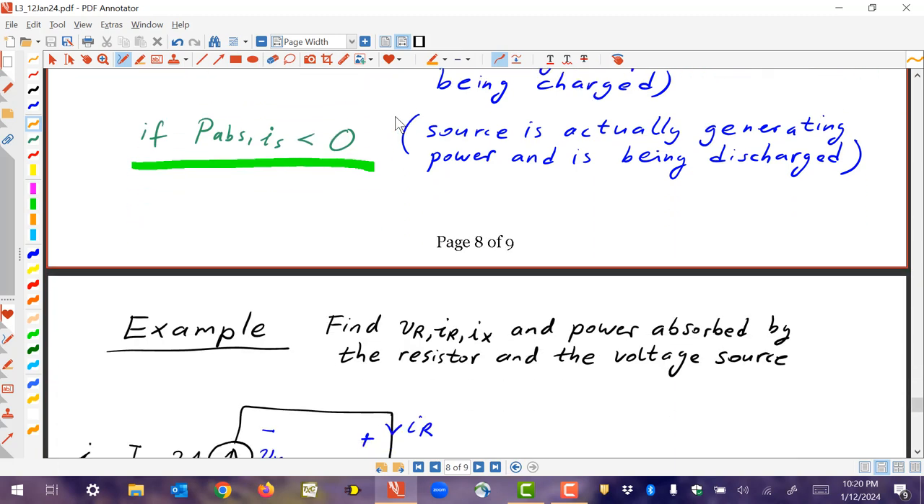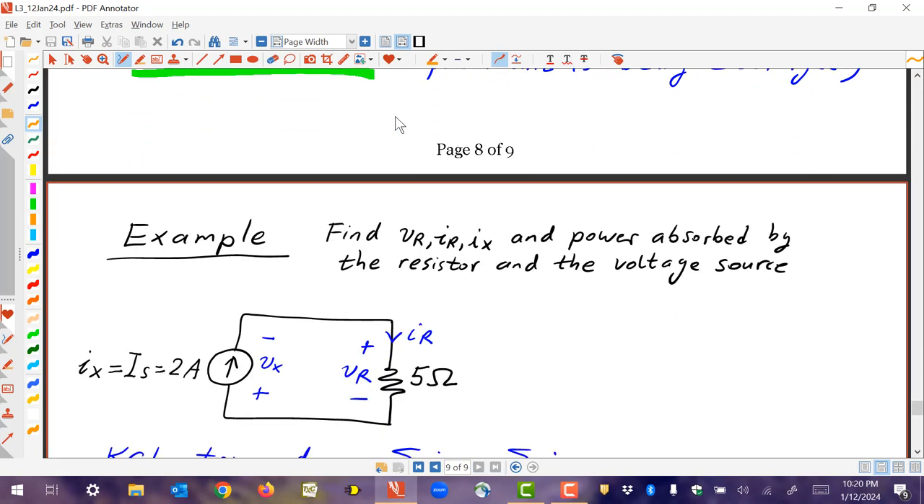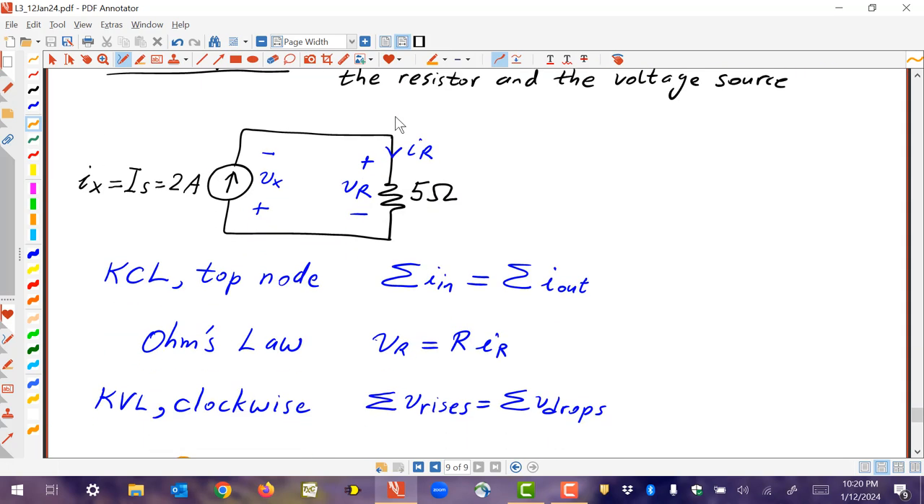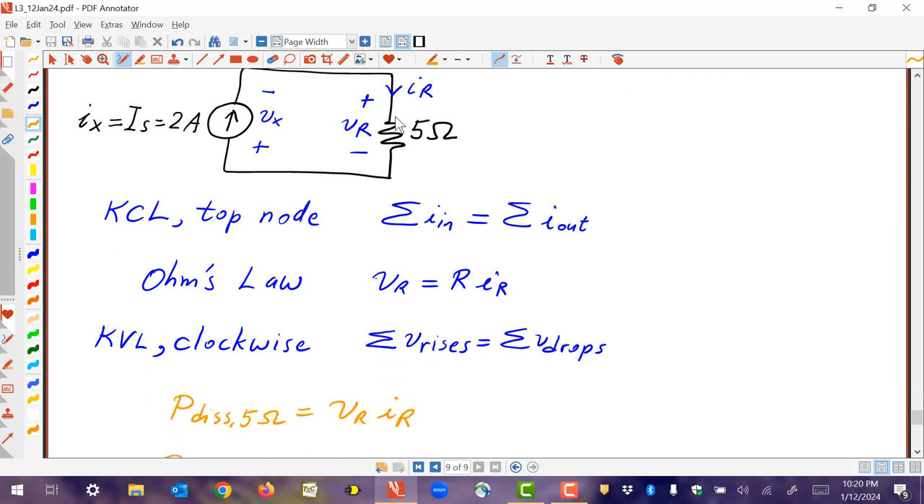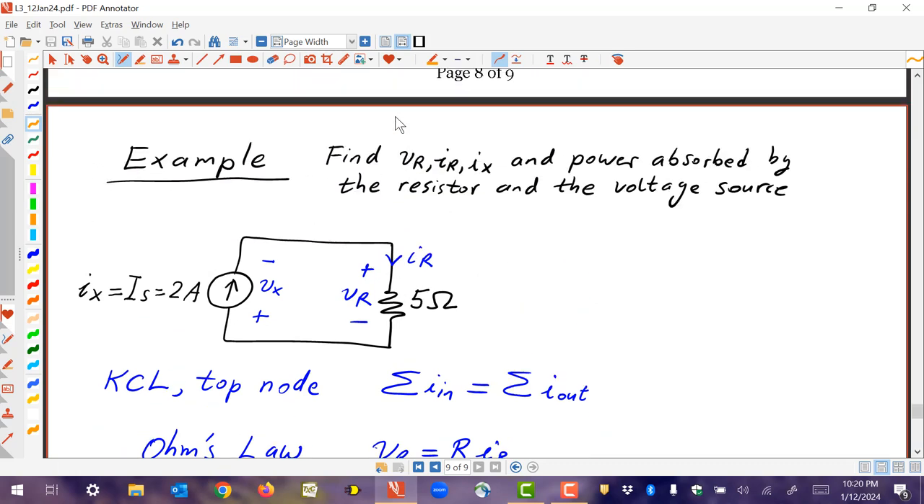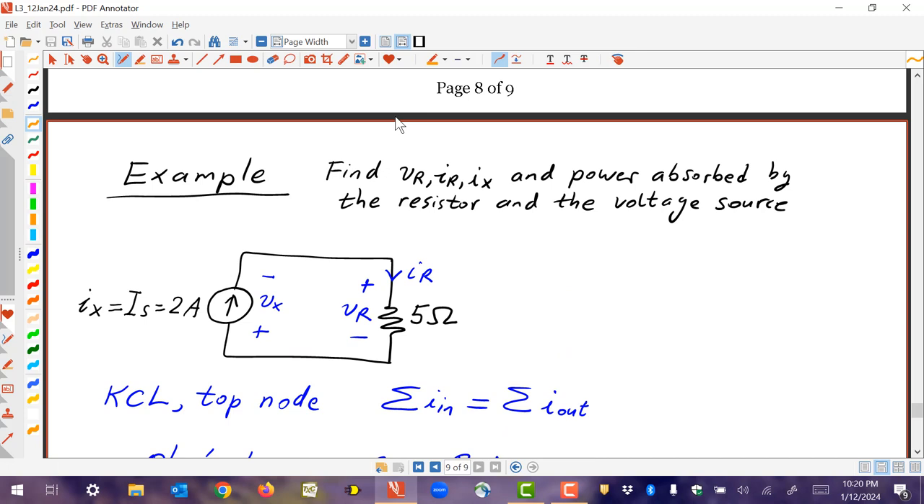So let's do a little example. Again, a very similar example. Let's find VR, IR, IX, and the power absorbed by the resistor and the voltage source. So let's just do it. I already set it up, so let's do KCL at the top node.